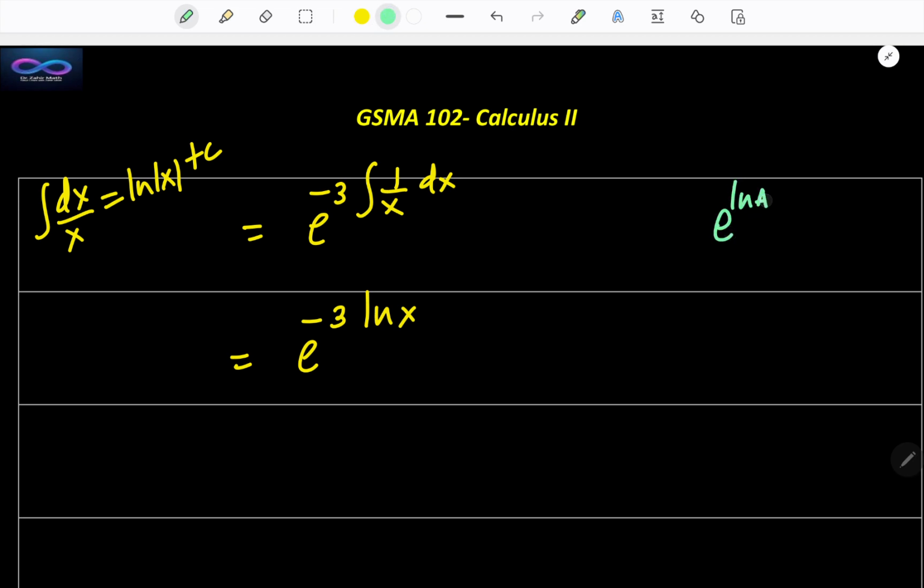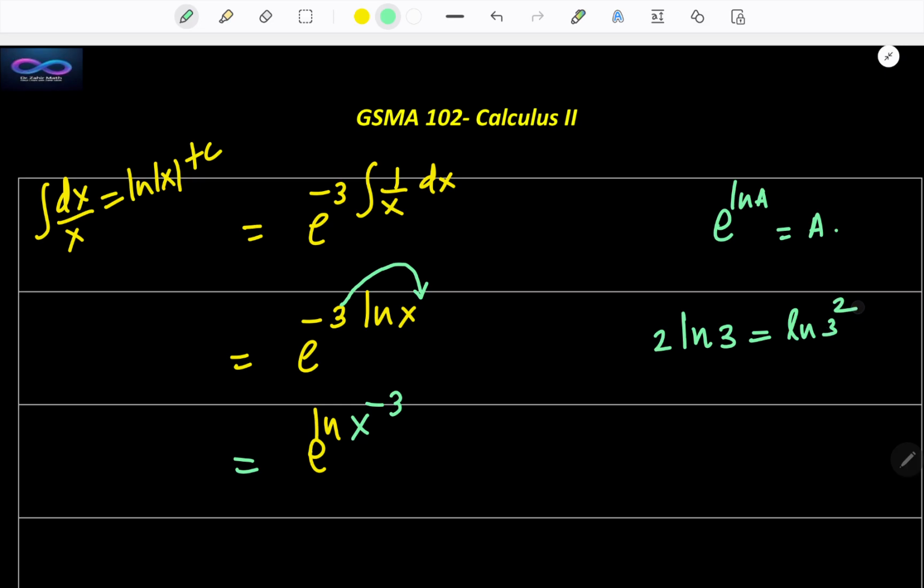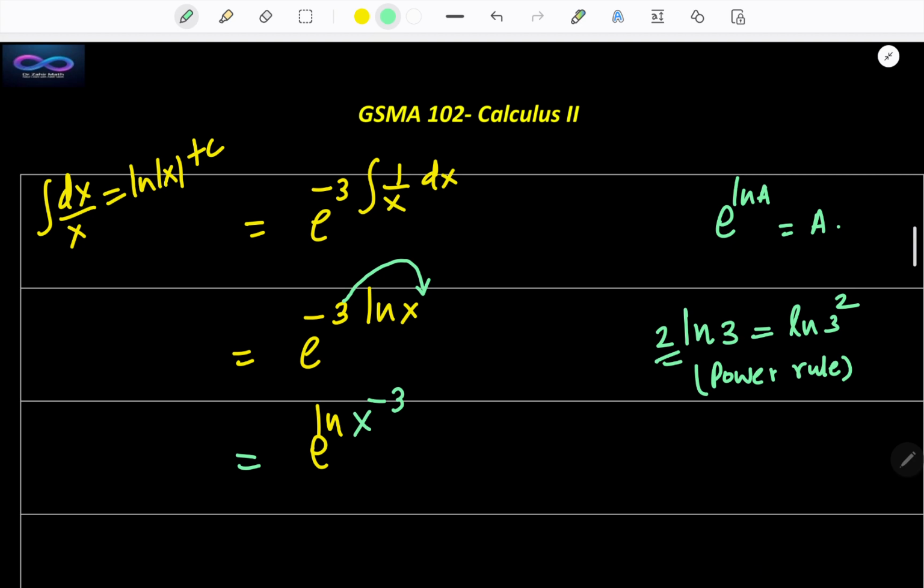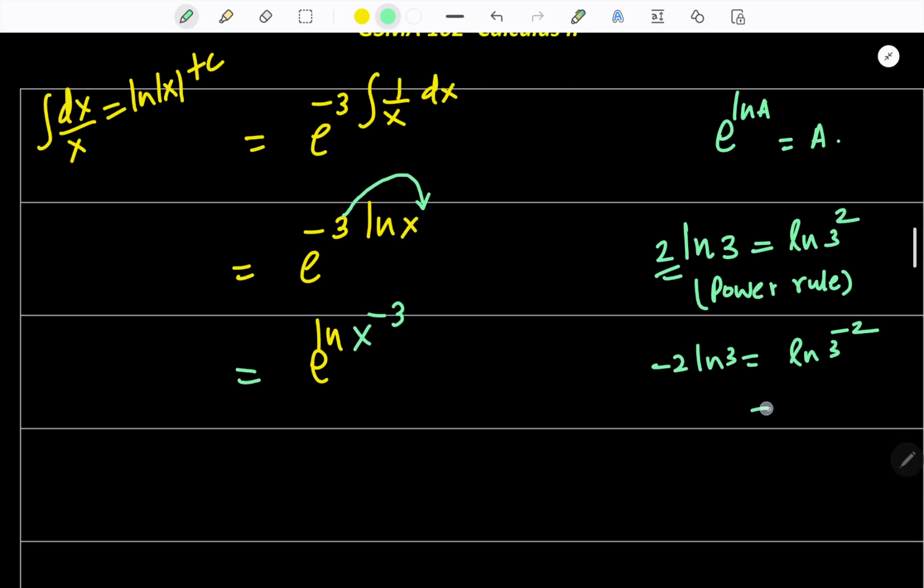Right. Now I'm going to apply this rule: e power ln a is equal to a. Keep in your mind. So using the logarithmic rule, I'm going to take this one to the top. So what happens now? This will be e power ln x power minus 3. Which rule? Suppose you have 2 ln 3, this can be written as ln 3 power 2. This is called the power rule. Teacher, only for 2? No, if suppose you have minus 2 ln 3, you can write ln 3 power minus 2, which is nothing but ln 1 by 3 square, right? Yes.